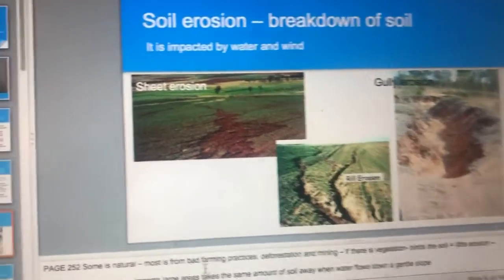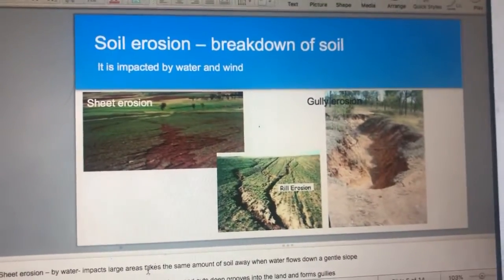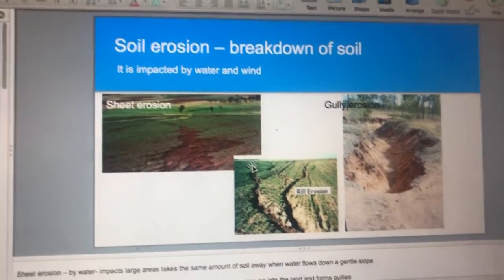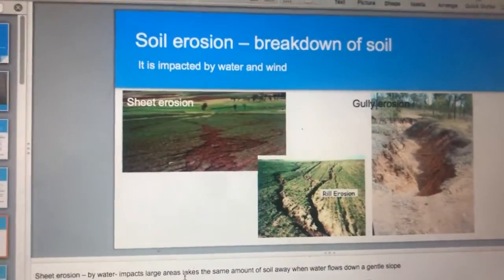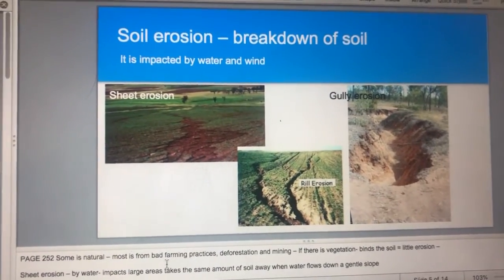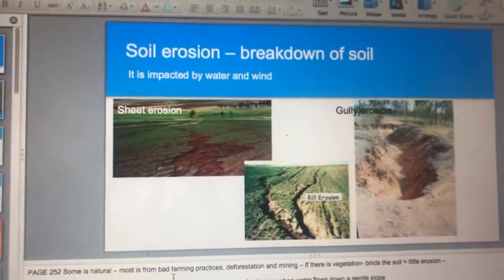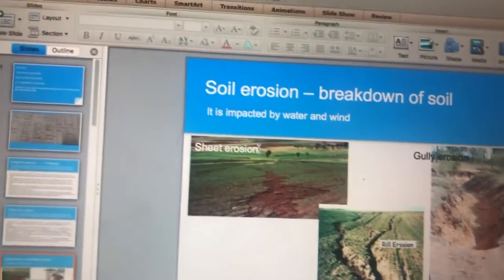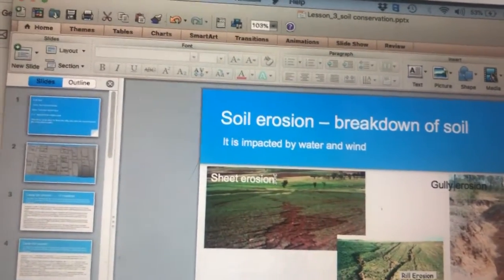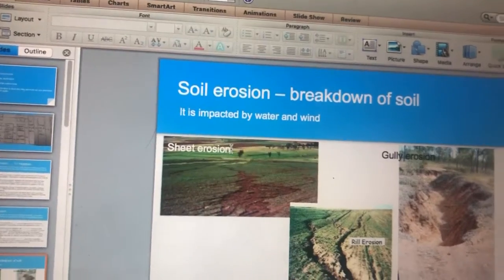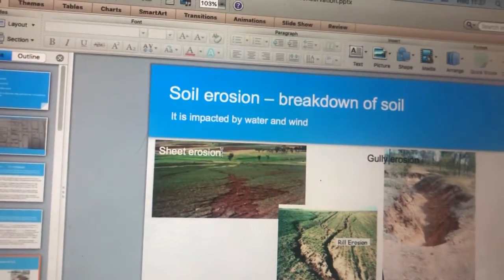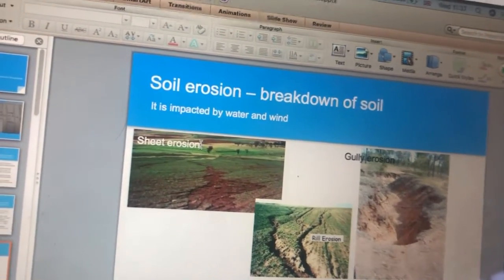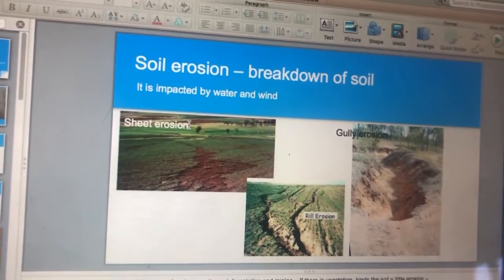Now, if you look on page 252 in your Bunnet book, they have the description of these three types and talk about the wind. So I'm going to go over it briefly, but you need to read through that and highlight the main points on page 252 of your Bunnet book, okay? Soil erosion can be natural, but most of it comes from deforestation, mining, and bad farming practices. And we're going to look at how we could do better farming practices to keep the soil from becoming eroded. If there's vegetation generally, that's going to bind the soil together and there's going to be little erosion.